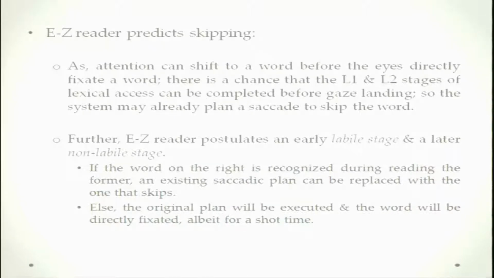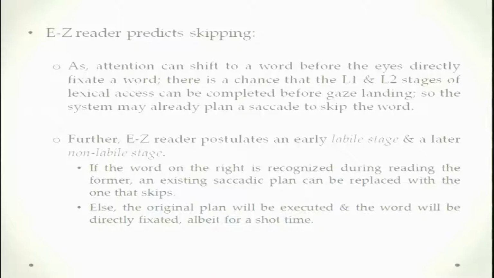The first stage is that if the word on the right is recognized correctly during reading, an existing saccadic plan can be replaced with one that skips. So you initially thought you'd go and read this word, but while you are on the current word and have already parafoveally processed the next one, you might change the plan and decide to skip it on the go. Else the original plan will be executed and the word will be directly fixated. Suppose you've not been able to figure out what this word is, so you land on it and process it in all its detail.